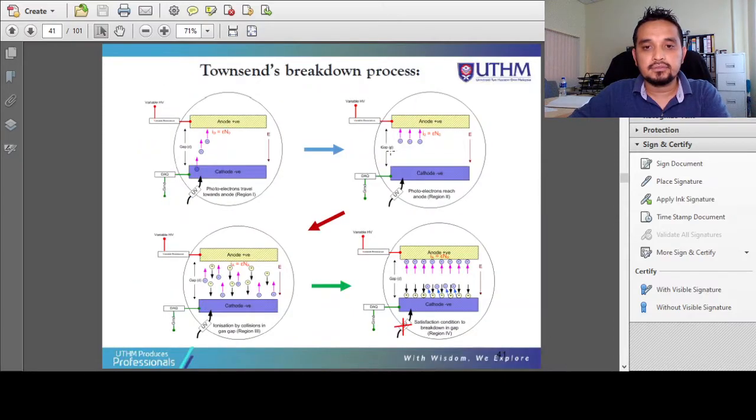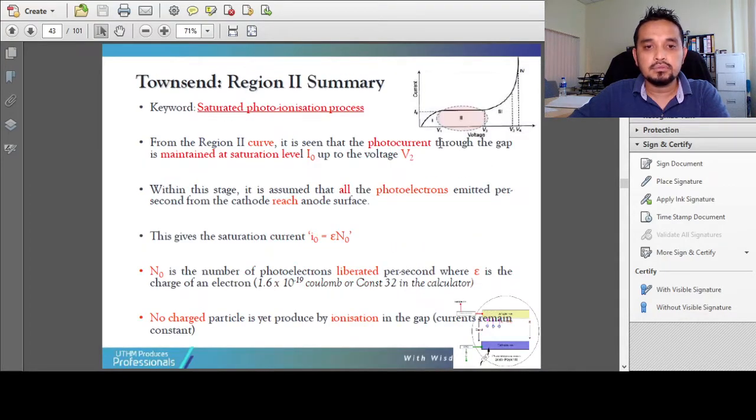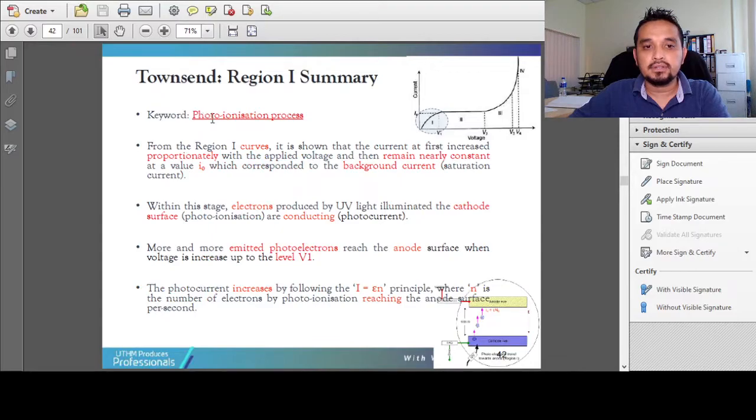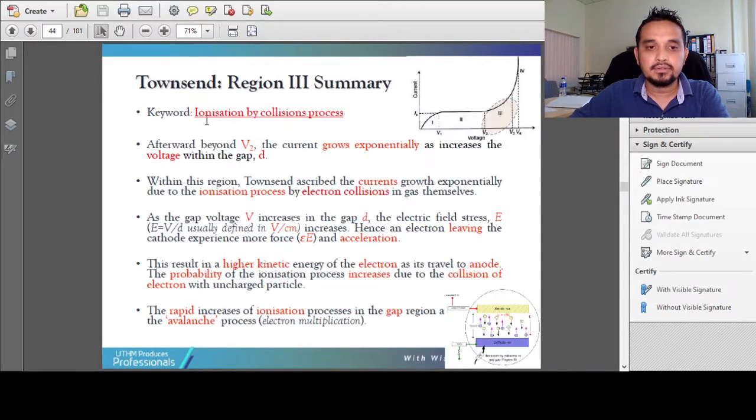And then the next region will be region 2. In this region, we call it the saturated photoionization process, in which further increment of the voltage will not cause an increment in the current, so we call it saturated. And then region 3 is about the ionization by collisions. In this region 3, the ionization occurs by a collision process, and that's why we can see the increment of current.